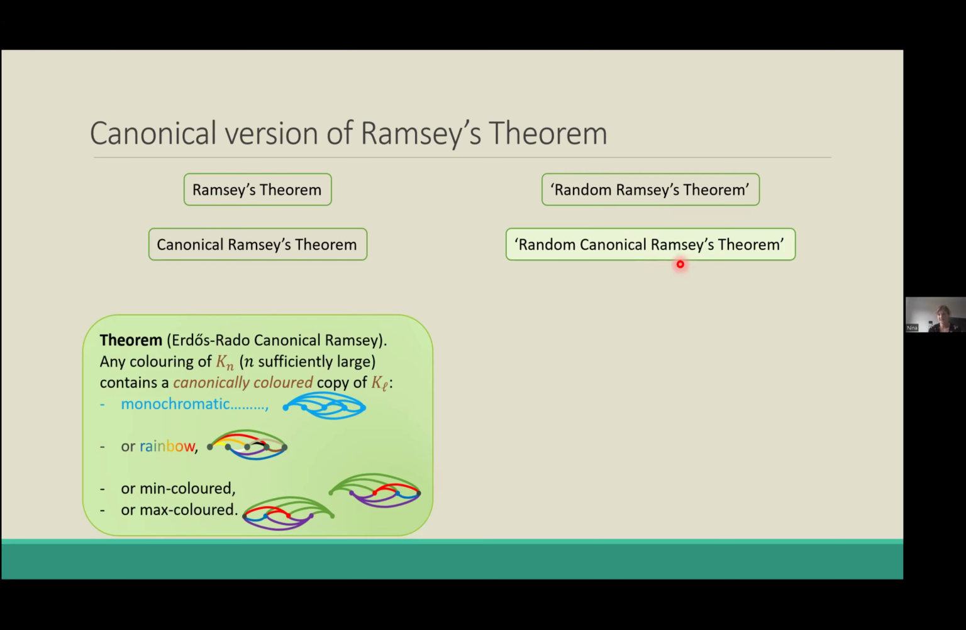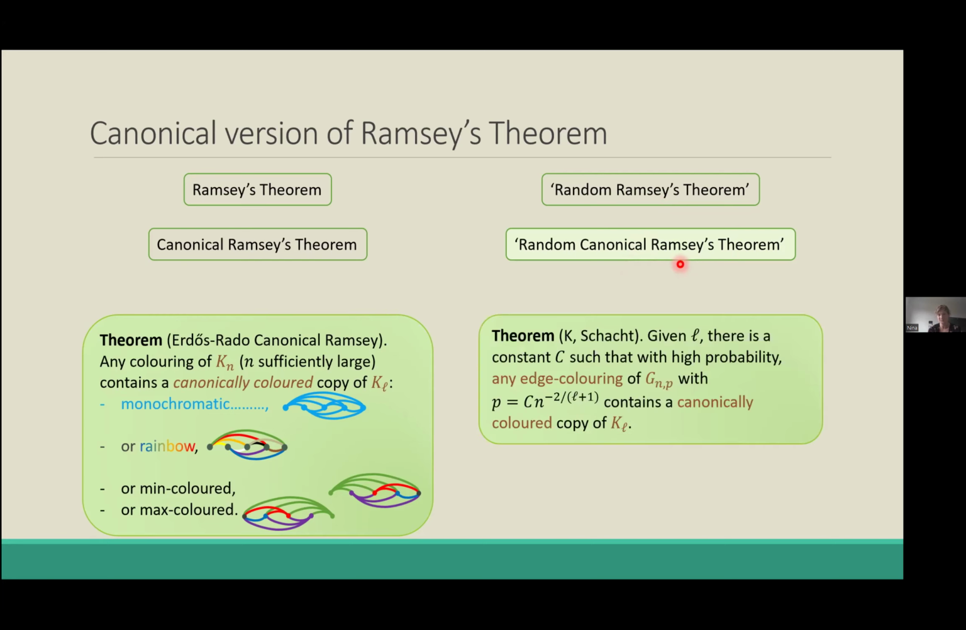And then the question is, does the corresponding 1 statement also hold? And this is what Matthias Schacht and I showed. So above this threshold, with high probability, any edge coloring of G(n,p) contains a canonically colored copy of K_L. But for the rest of this talk, I'll just give you a snippet of the proof of this theorem.